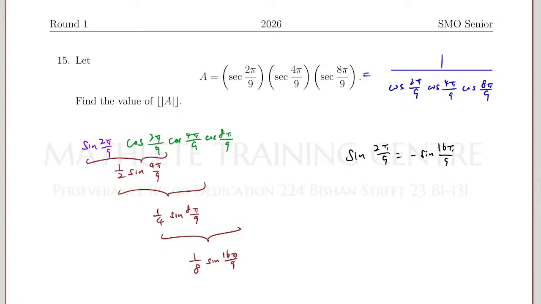Okay, so from that, what you can see is that these two things are just going to be a negative of each other. Therefore, the value of A, or rather, not the value of A, therefore, the product here will be negative 1 over 8. Therefore, A itself will be negative 8. So the answer is 8. Okay, next question.